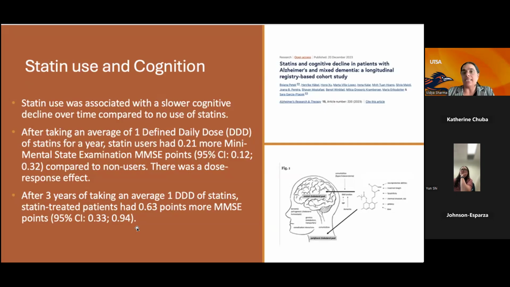This was another study that was done, and basically what was found is that when people take an average of 1 daily dose of statin for a year, the statin users had 0.21 more mini mental state points compared to those who did not use statin. Again, this is only if statin is necessary because their cholesterol levels are high. And if they were taking it for 3 years, the benefits were much more over a sustained period of time.